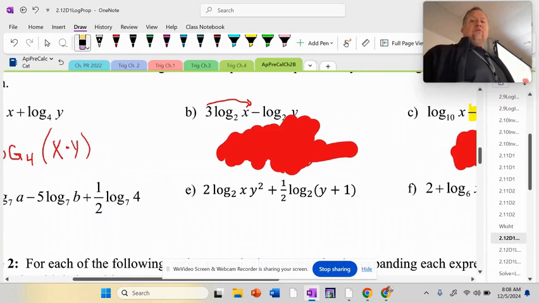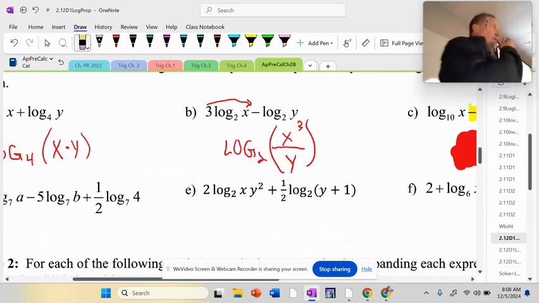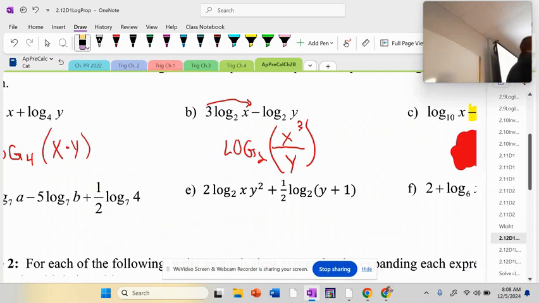Next one, you put the 3 as an exponent, and then it's a division. Everyone okay with that one? I see a bunch of people writing. Oh, I didn't get that one. All right? So the minus means division of these two arguments. We're going to keep using that word argument, position inside the logarithm.